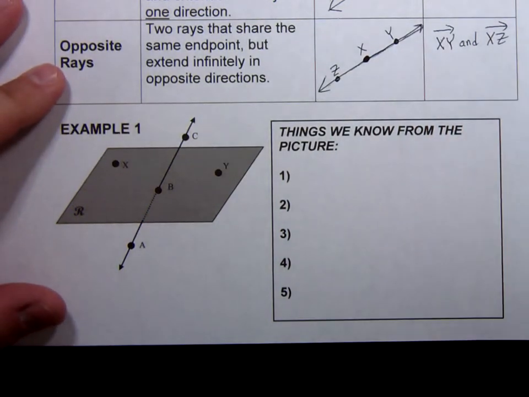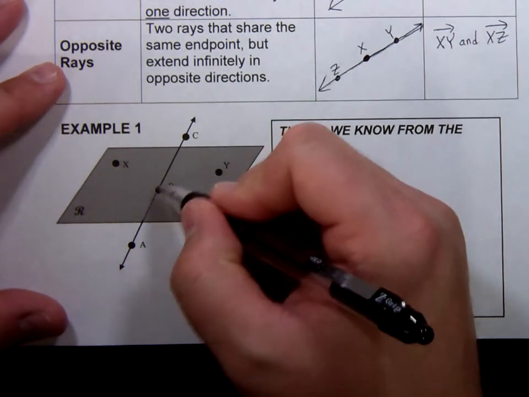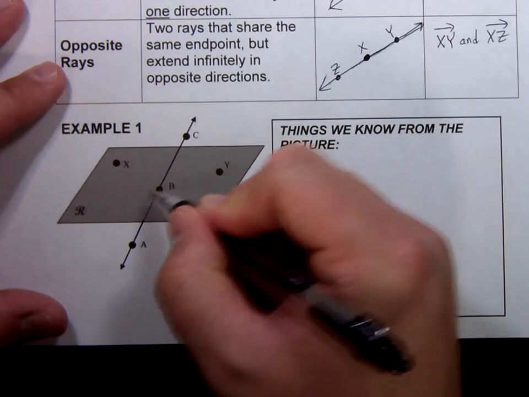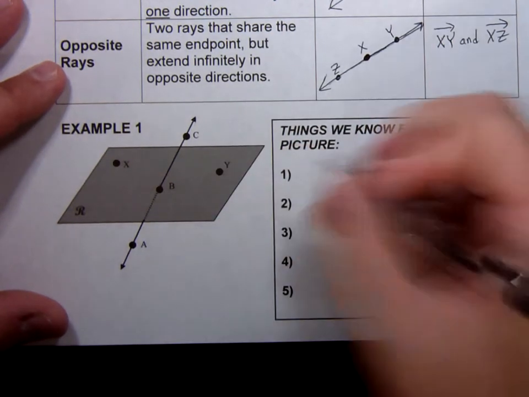One, we just talked about opposite rays. Do you see any opposite rays in the picture? We got ray BC and ray BA are opposite rays.